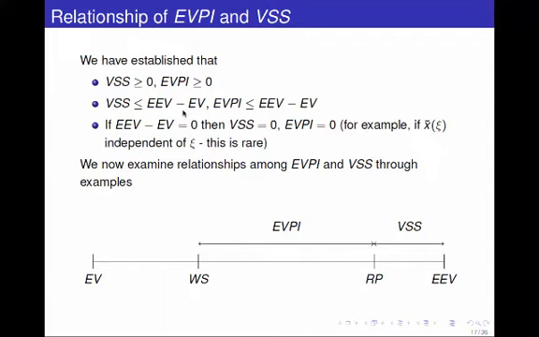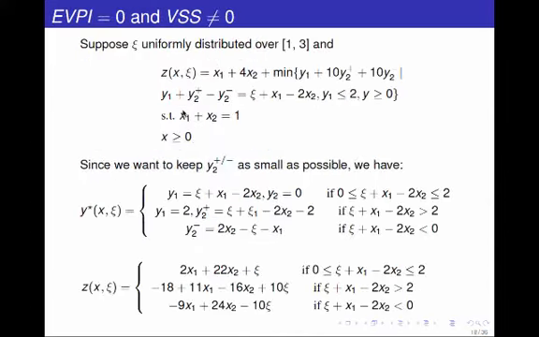Okay, so we know these two are non-negative. Again, EVPI is how much we would be willing to pay a prophet who walks up to us and tells us what's going to happen. VSS is how much better we're doing compared to the dumb solution. The question is, how do these two relate to each other, and when can one be zero while the other is positive?